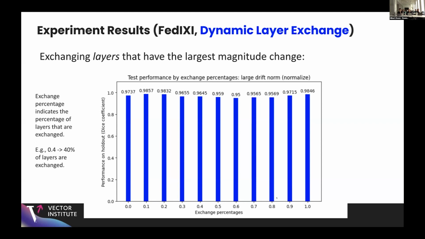The interesting thing you can see on this diagram is that as we increase the percentage of layers exchanged, you see a dip in performance first, but then it increases later. The takeaway here is that you can get away with exchanging only very few layers and still get pretty good performance. So you can reduce the communication costs without compromising performance too much.